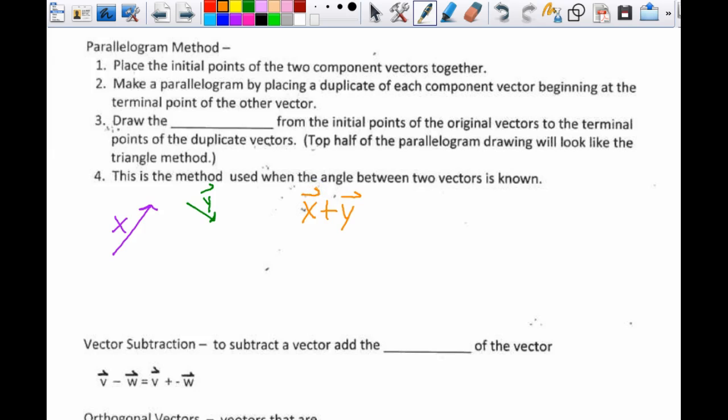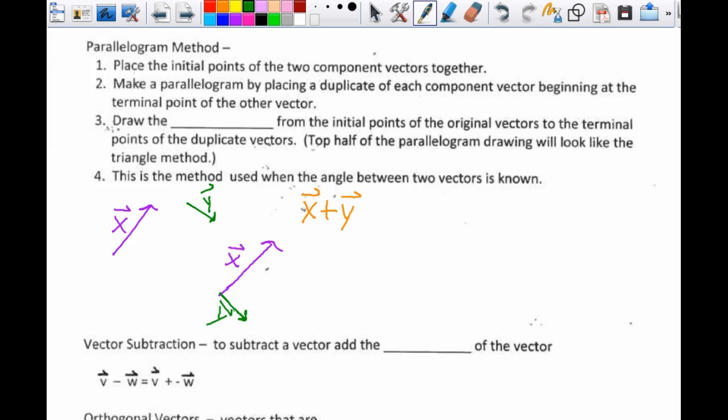So we place the initial points of the two component vectors together instead of putting the tail of one on the head of the other. So here's x. Try and recopy the best I can here. And then y. We place the two tails together like so. Okay. You would use this if you were given something about the vectors and the angle between them. Otherwise, the triangle method is probably your preferred method.